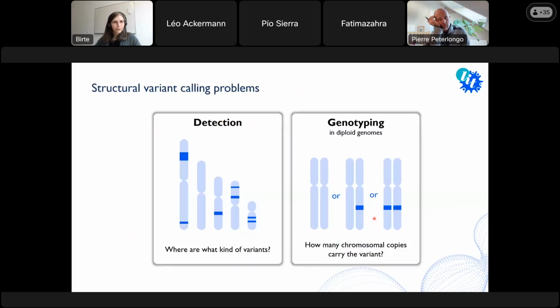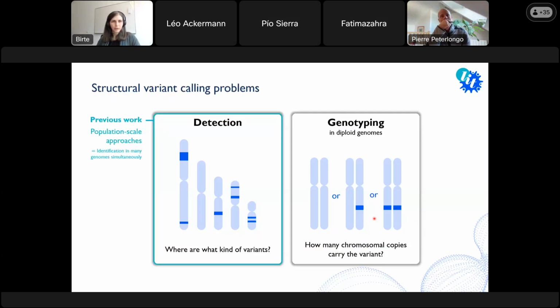Okay, back to structure variants. There are two problems you can address when studying structural variants. One is the detection problem and one the genotyping problem. And sometimes people forget that these are two different problems.